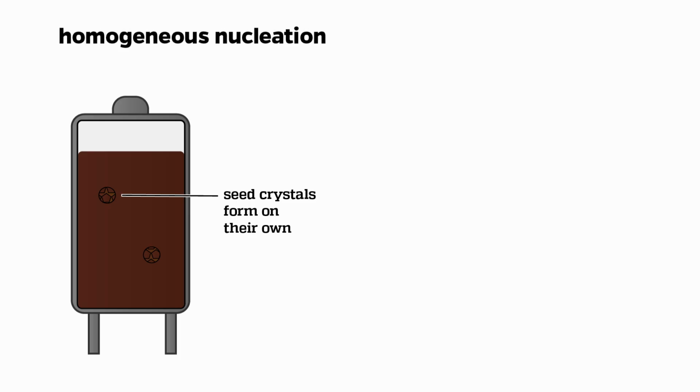But wait, there's a second way to make this process go even faster called seeding. Currently, we're relying on the cocoa butter molecules to just nucleate all by themselves when they just so happen to bump into each other in the right way to make a crystal. This type of nucleation is called homogeneous nucleation, and it's quite slow.